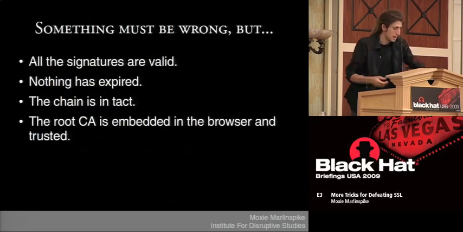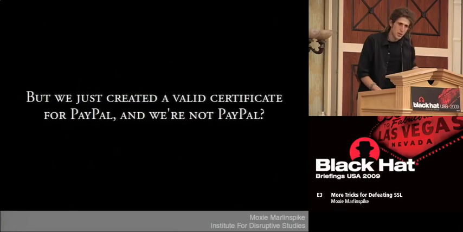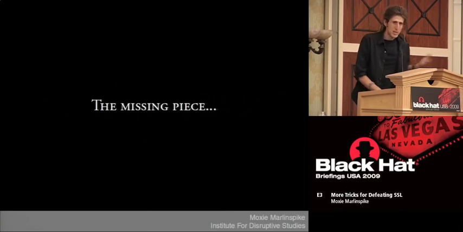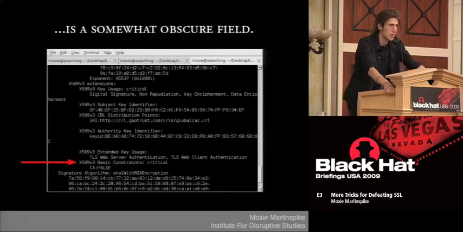All the signatures are valid, nothing's expired, the chain itself is intact, and the root CA is embedded in our browser and trusted. But we just created a certificate for PayPal, and we're not PayPal. So the missing piece is this somewhat obscure field called the basic constraints. And the idea is that not all certificates should be able to be used for all things, right?